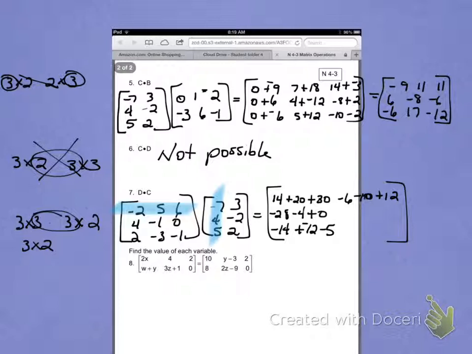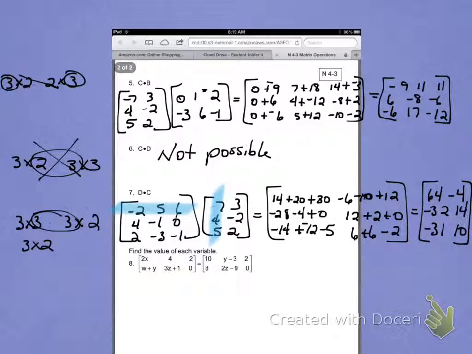Up here in the middle, you're going to go back to the middle row times the second column. 4 times 3 is 12. Negative 1 times negative 2 is plus 2. And 0 times 2 is 0. And then 2 times 3 is 6. Negative 3 times negative 2 is plus 6. Negative 1 times 2 is minus 2. And then those will add to be 64, negative 4, negative 32, 14, negative 31, and 10.